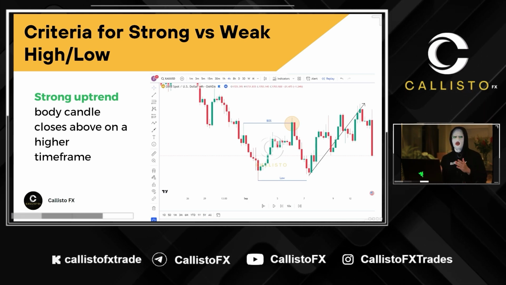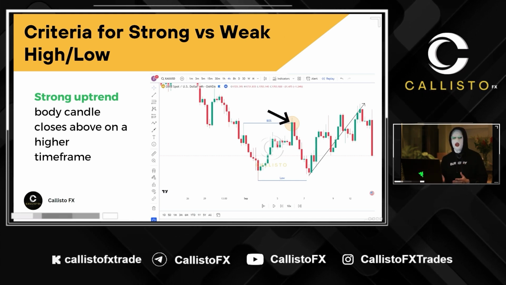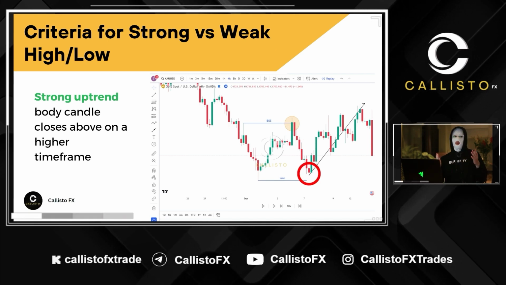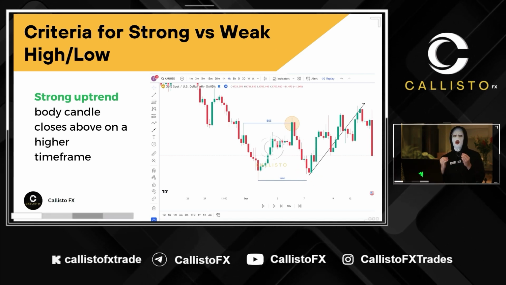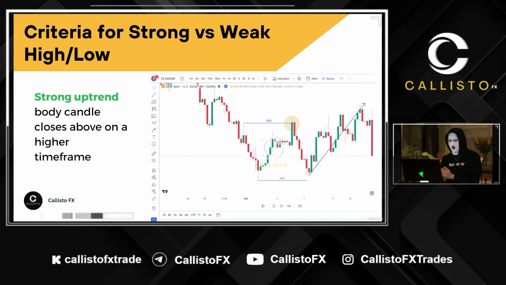So in this video, you can see price broke through the previous high with a body candle close. Even if it's just by a little bit, price came down, failed to break the newly formed higher low, then proceeded to break the newly formed high. Therefore, this is counted as a very strong uptrend.